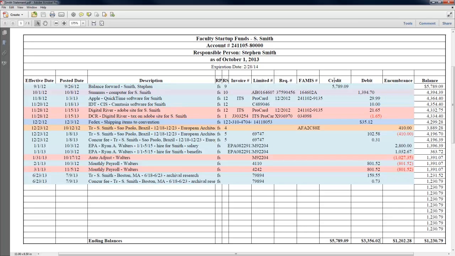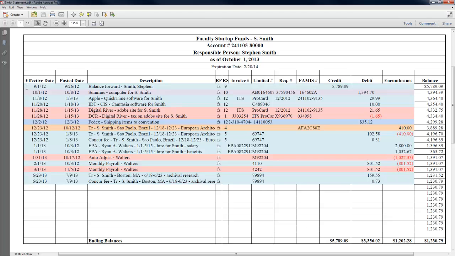And then over here you have credits, which is budget or money coming into your account. Debit is expenses. And then encumbrances are money that's set aside for a future expense. So it's money that you haven't actually spent but plan to spend in the future. And over here is a running balance. And then down at the bottom you'll see your ending balance over here.